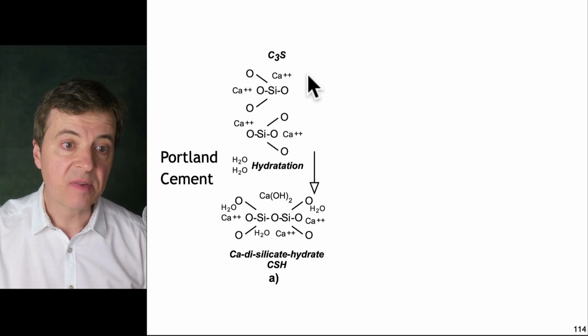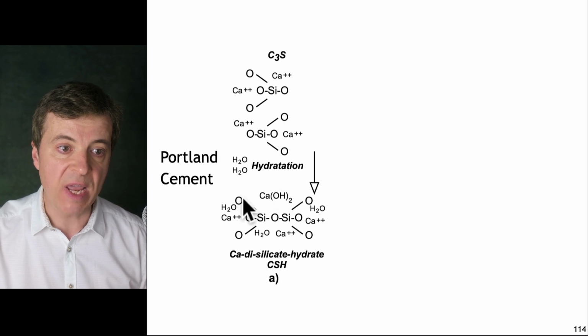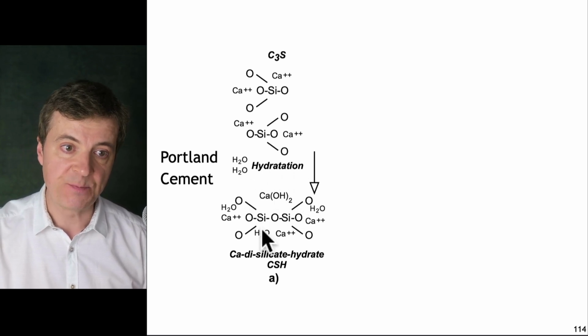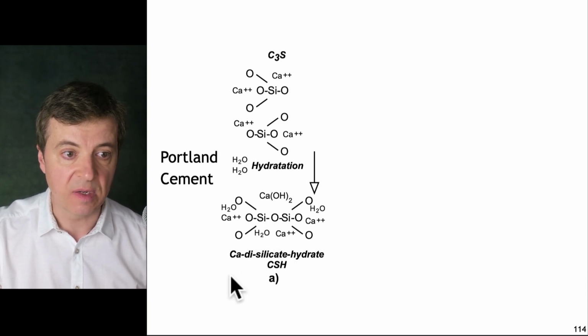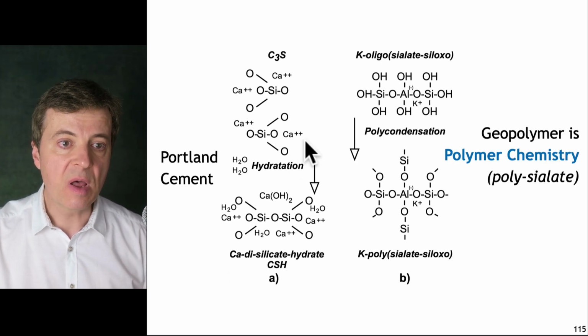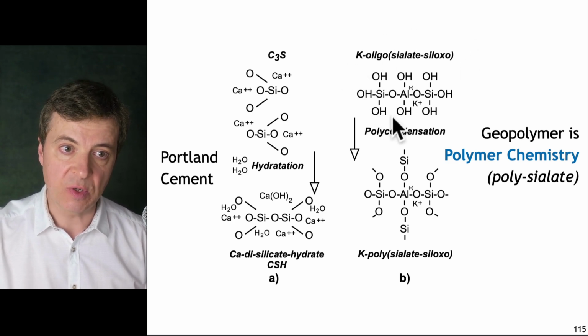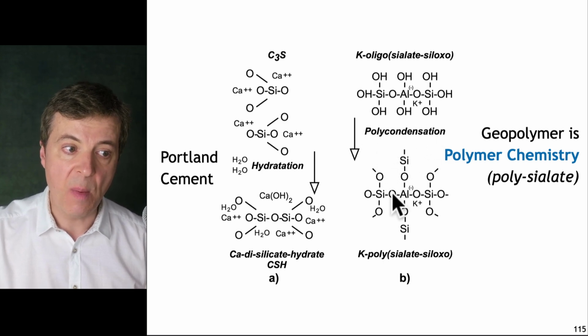With Portland cement, they add water to clinker, providing a hydration reaction to form CSH. CSH is a small molecule. It's an oligomer. Here it's di-calcium silicate. It is not a polymer. For geopolymer, we have an oligomer of potassium oligo-sialate-siloxo that polycondenses into a three-dimensional network polymer, potassium poly-sialate-siloxo.